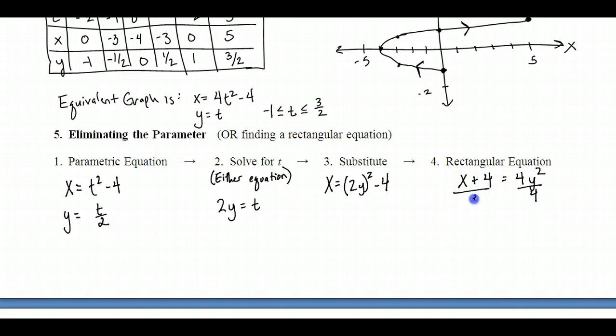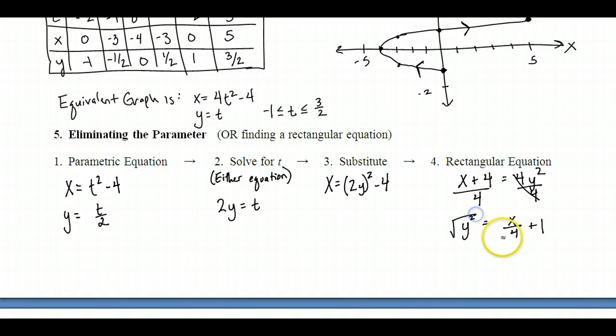Divide both sides by 4. And I'm going to switch and put the y squared over on the left now. Y squared equals, let's make it x divided by 4 plus 1. And if you left it as a fraction, that's completely fine too.